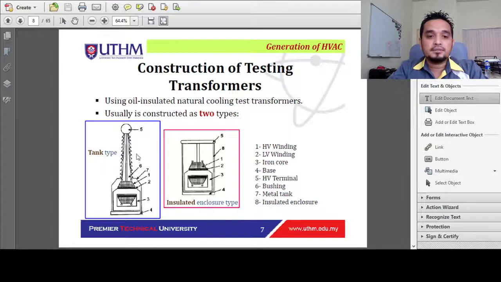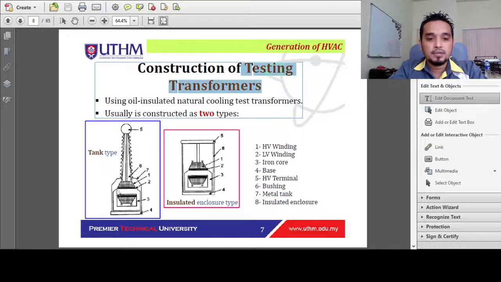Okay, this is an example of the testing transformer. We have a tank type, and we have an insulated enclosure type. This is the one that we have in the high voltage lab, right? We have the insulated enclosure type. If you can see, this is the cylindrical shape, the one that we have in the high voltage lab, if you have seen that.